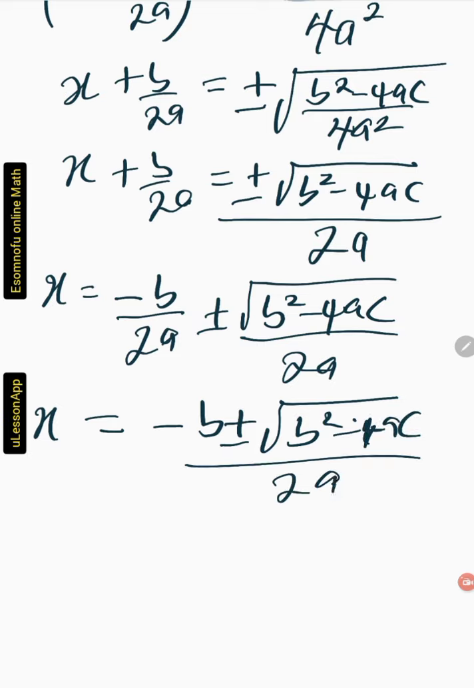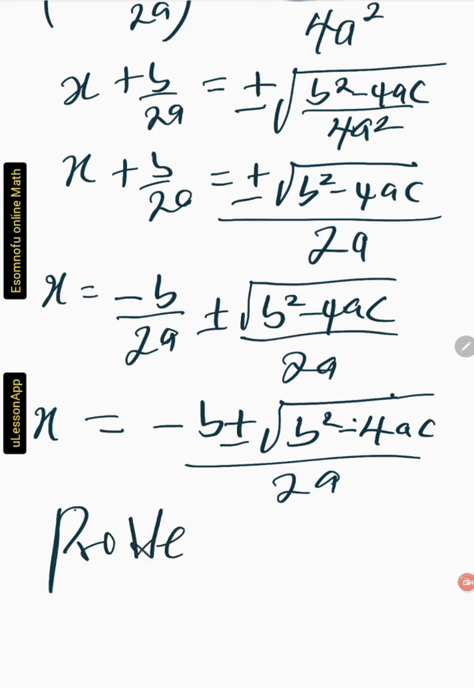Therefore, x becomes minus b plus or minus square root of b squared minus 4ac all over 2a. And this is just the quadratic formula we wanted to prove at the beginning of this class.